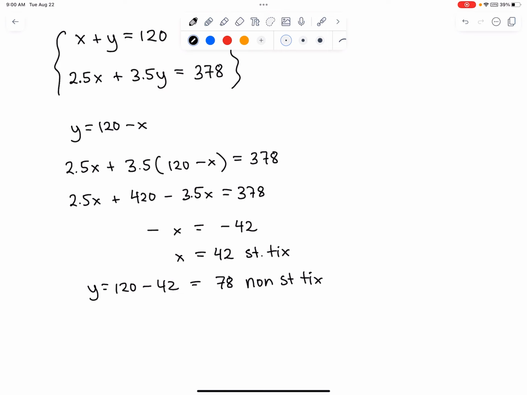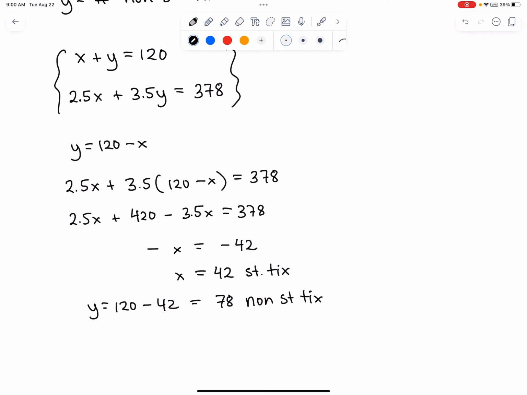Now, this would be rather easy to verify that it's a correct solution. First of all, do they add together to be 120? The answer to that question is yes. And then the next question, of course, is does the revenue equation also get satisfied? So 42 tickets times 2.50, and then plus 78 tickets times 3.50, and see if, in fact, that does generate $378. I'll leave it to you to verify, but the answer will be yes. So we have the tools to verify that this is in fact a valid solution, and we don't necessarily need to get confirmation from some other source.